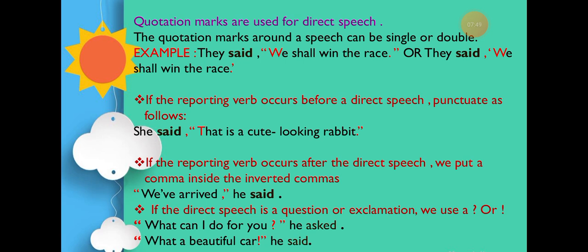If the reporting verb occurs before a direct speech, punctuate as follows: she said, "That is a cute looking rabbit." So again, quotation marks. If the reporting verb occurs after the direct speech, we put a comma inside the inverted commas, like "We arrived," he said. If direct speech is a question or exclamation, we use a question mark or an exclamation mark, like "What can I do for you?" he asked. Here, a question mark. "What a beautiful car!" he said. Again, the exclamation mark.